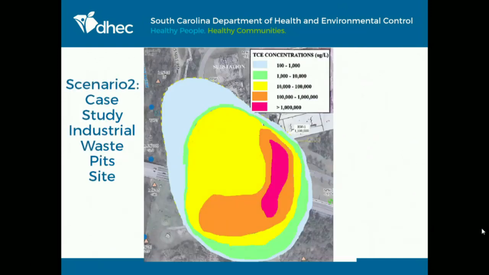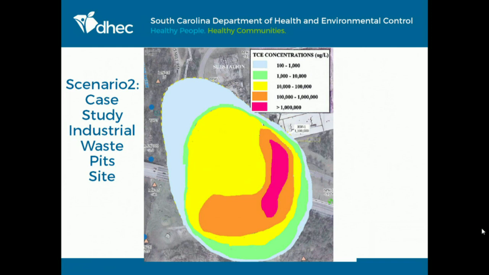This is a real site. I know the name of this one. Like I said, I forgot the last one. This is one that was in State Superfund. Some people in the room may recognize it. I named it the Industrial Waste Pit Site. And red has over 1 million parts per billion TCE in it.